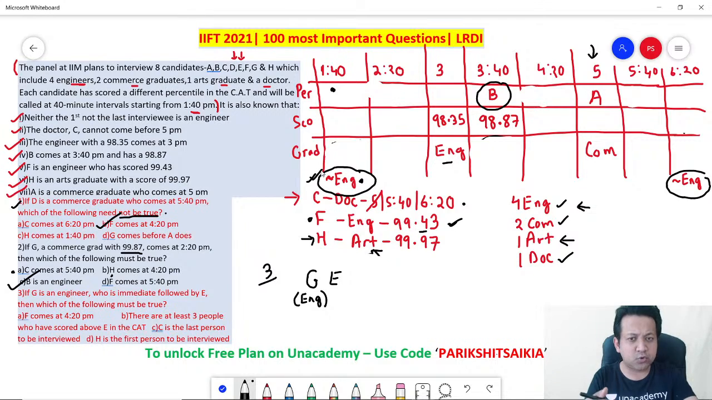Can G come at 2:20? Definitely possible. Why? Because I have got two consecutive blank spaces. So 2:20 is possible. Any other blank space? 5:40.